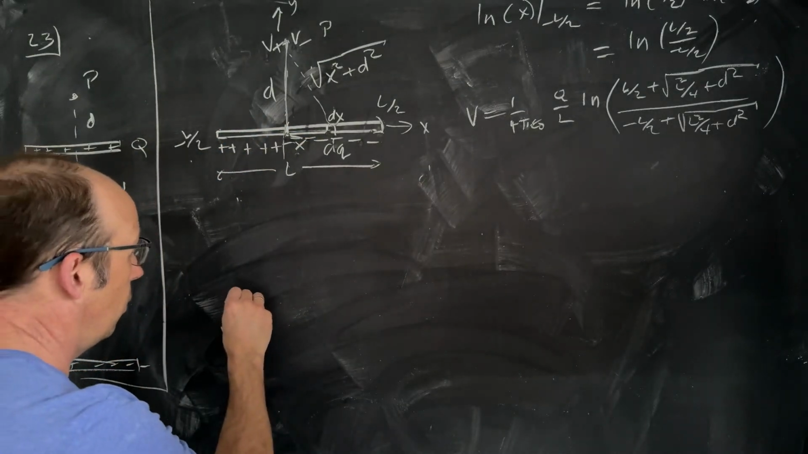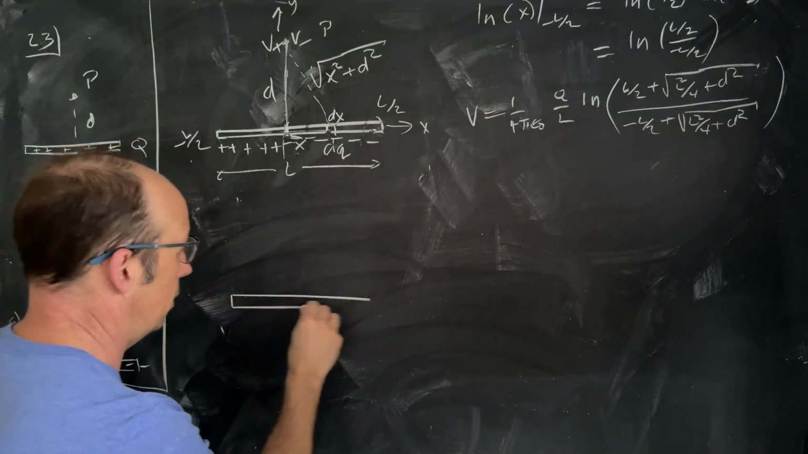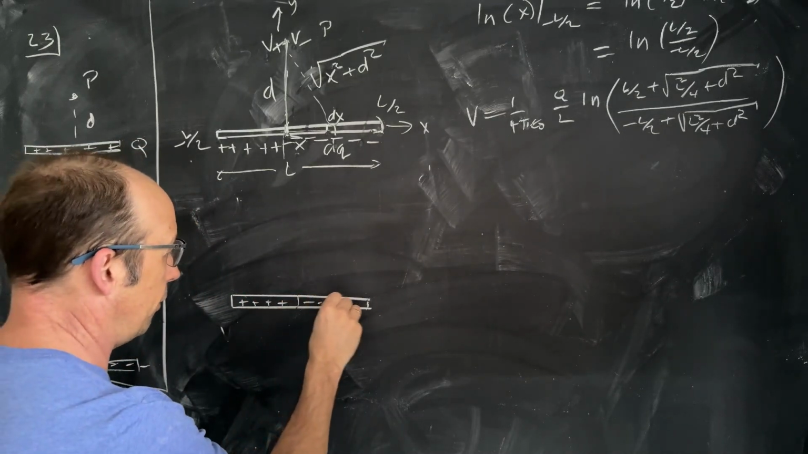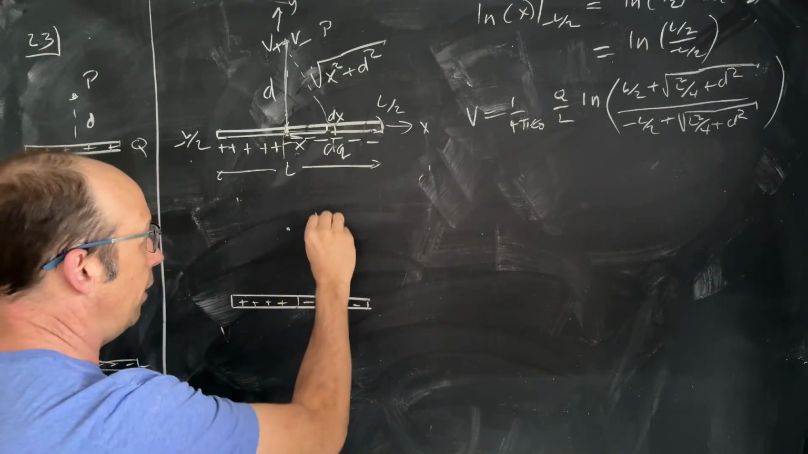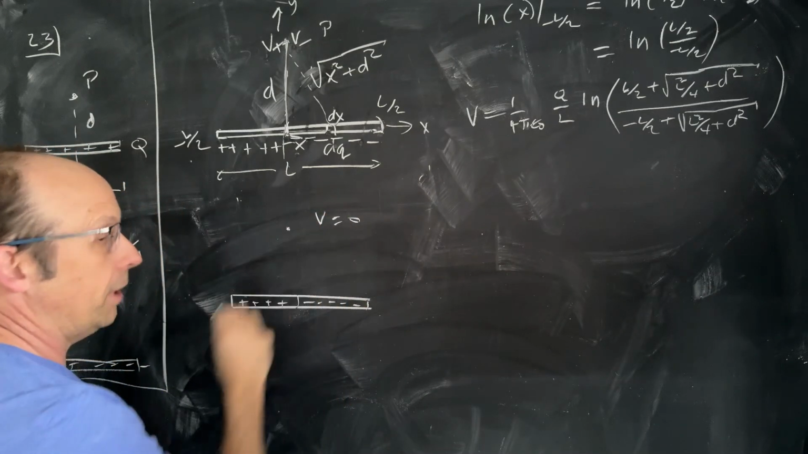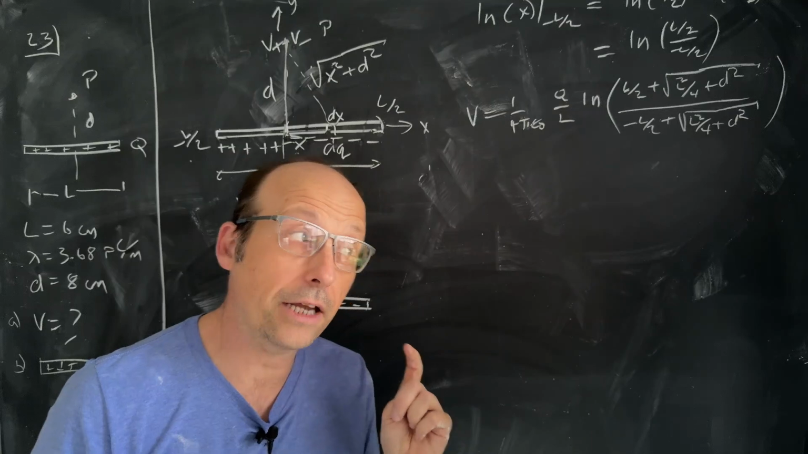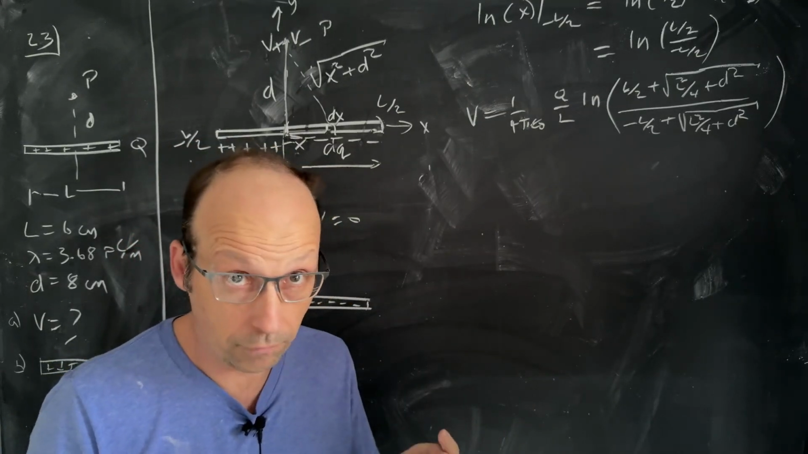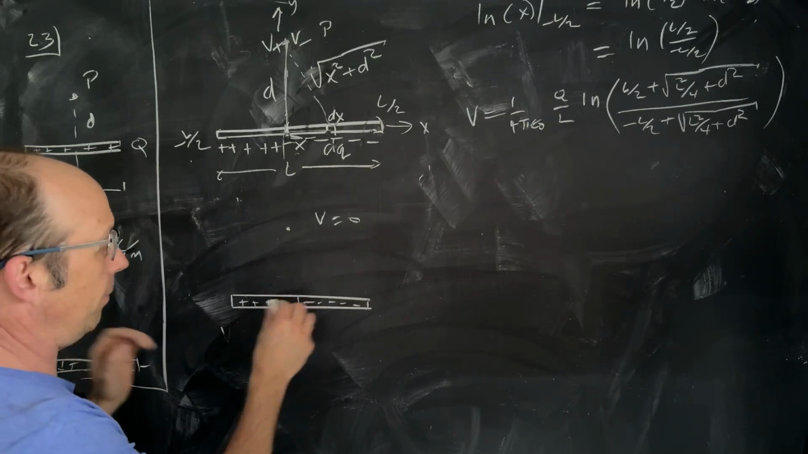Now, here's a great question. So here's my plus, plus, plus, plus, plus, minus, minus, minus, minus, minus, P, and V is equal to 0 right there at point P. What about the electric field? Is that also equal to 0? And the answer is no, right? Because we're not going to get the exact same calculation.